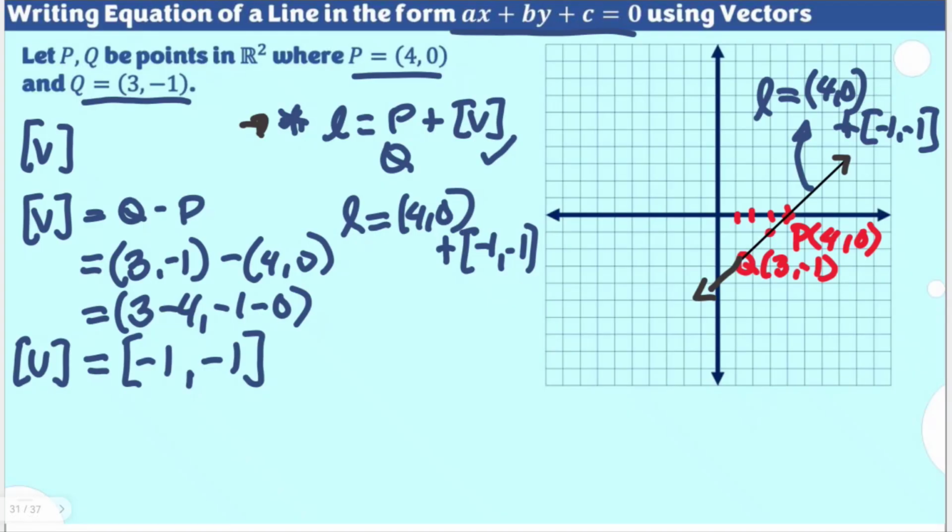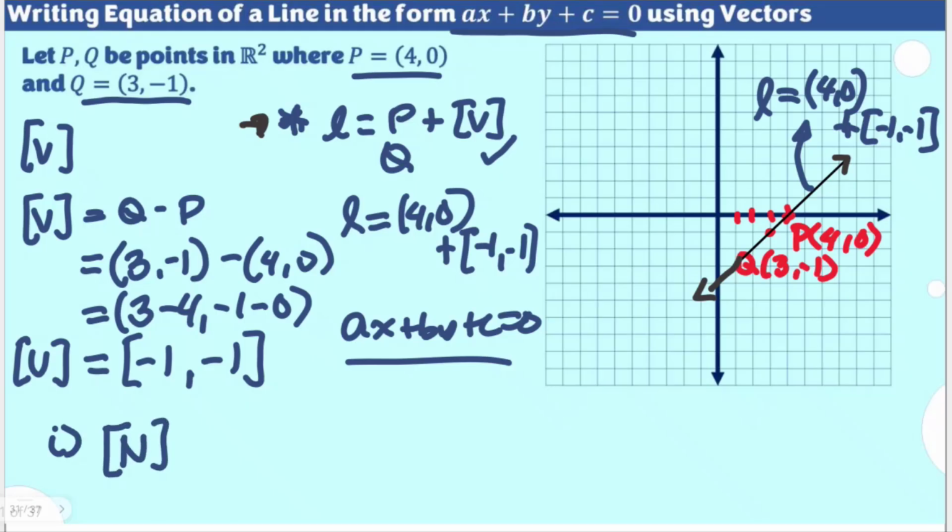But since our goal is again ax plus by plus c equal to 0, let's continue further. We need to start with the vector, and since the vector was not given earlier, that's why we solved for the vector. But this time, since the vector is given, let's start with the process here of identifying the normal vector first. The normal vector is identified as <-v sub 2, v sub 1> of our direction vector.